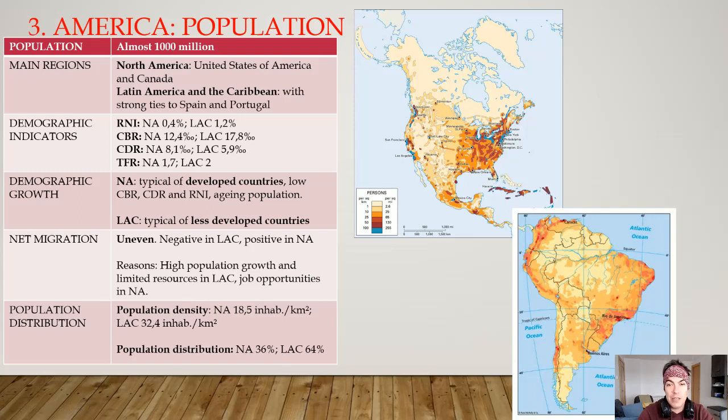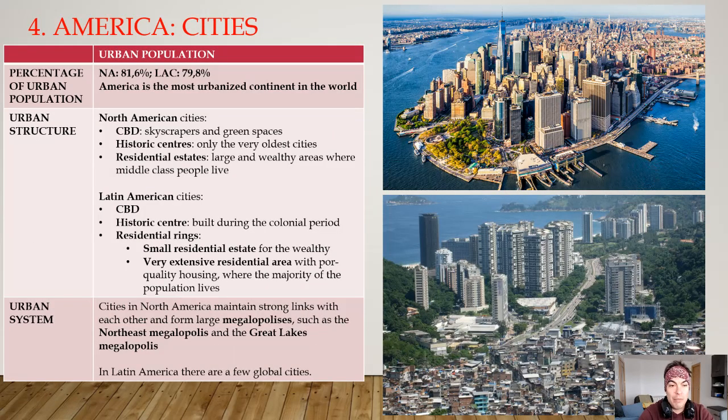I am sure you have seen in the news all these Mexican people who are trying to cross the wall that separates Mexico from the United States here. So many people try to reach the United States and Canada because there are many more job opportunities there. The population density in North America is 18.5 and in Latin America is 32.4. It's almost double. And the population distribution is more or less 2/3 in Latin America and the Caribbean and 1/3 in North America.